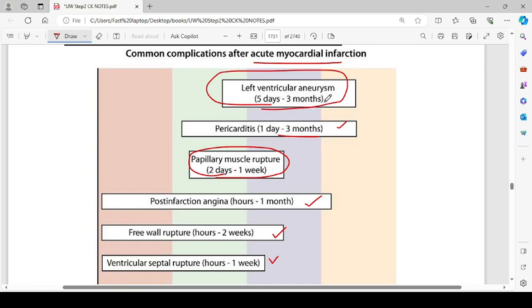Basically, it is not happening after 5 days. In most situations, it develops after at least 2 weeks or more, because the aneurysm will form when there is no risk of rupture, when the scar tissue has formed. The formation of scar is completed within 2 weeks, and after that, we have a chance of development of aneurysm.